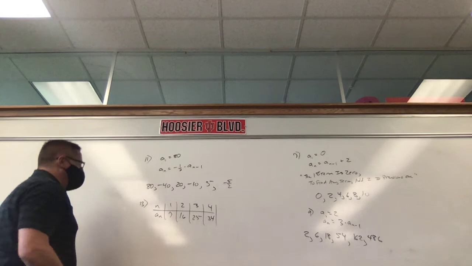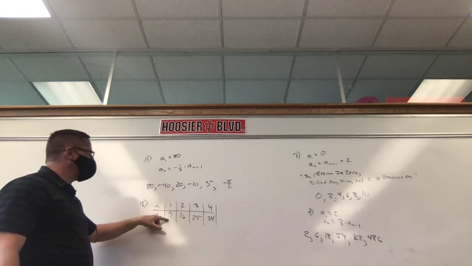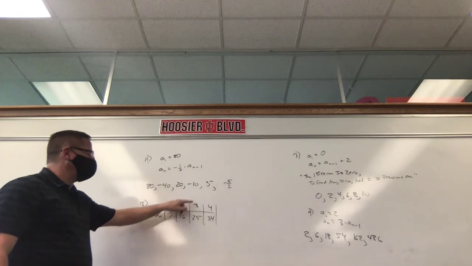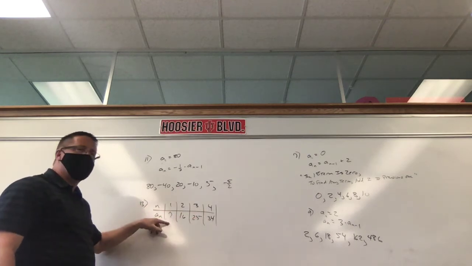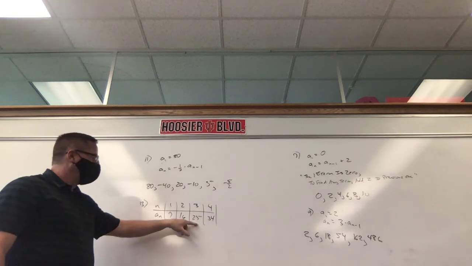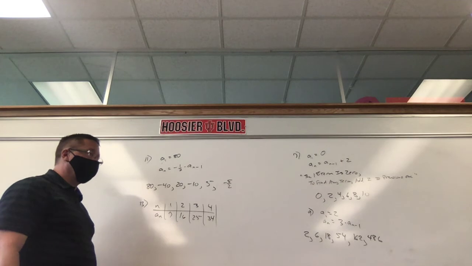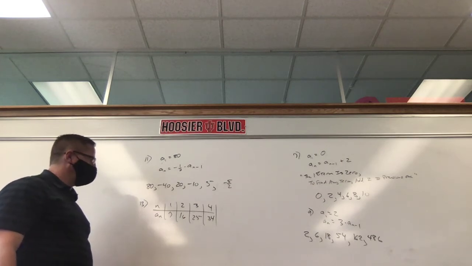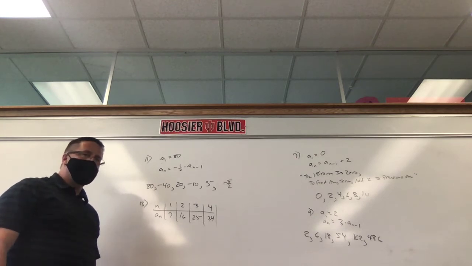So, just look at the pattern here. The first term is 7. The second term is 16. The third term is 25. The fourth term is 34. How do you go from 7 to 16, 16 to 25, and then 25 to 34? You go up 9. Add 9 every time.